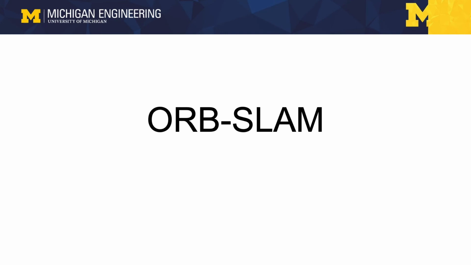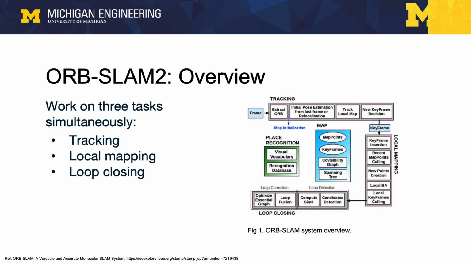Now let's look at ORB-SLAM. The ORB here means oriented FAST and rotated BRIEF. It's a local feature detector. ORB-SLAM 2 is an open-source platform that provides robust visual simultaneous localization and mapping. The algorithm uses ORB feature mapping and key points for tracking, mapping, and localization.